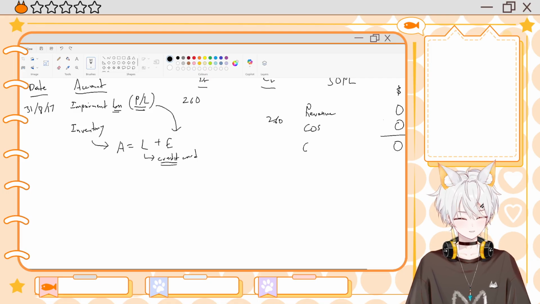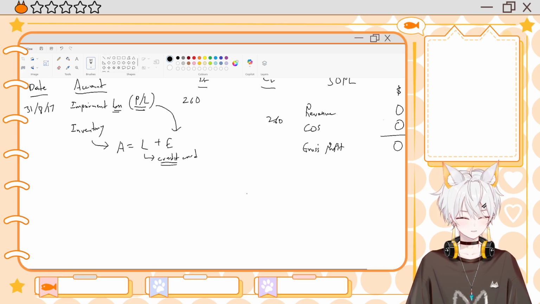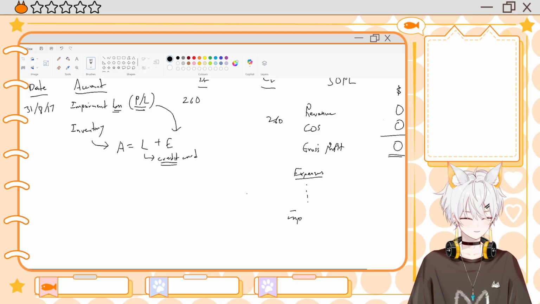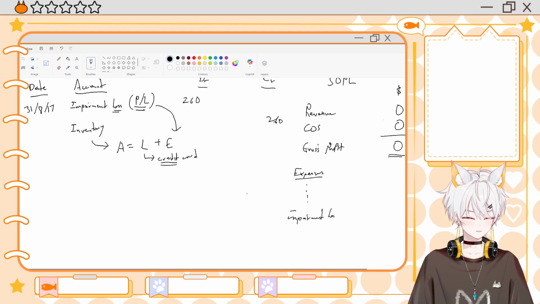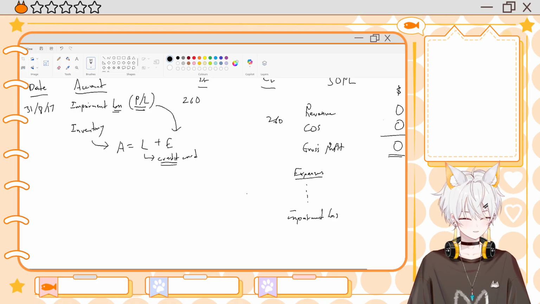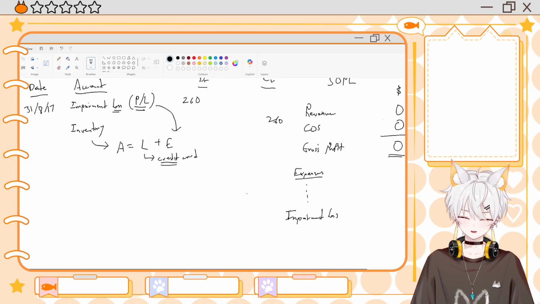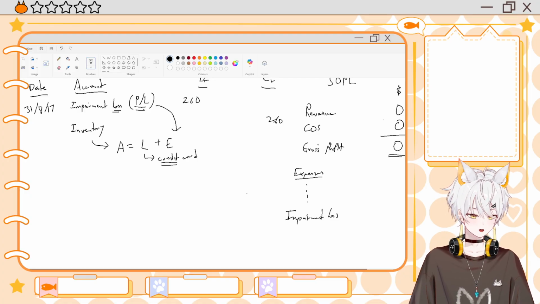Gross profit, right? That was the word. And then below you have more like expenses. And your blah blah blah. Then your impairment loss will actually be here under expenses. It could also be under cost of sales, so it just depends on presentation as well. But usually you write impairment loss below.